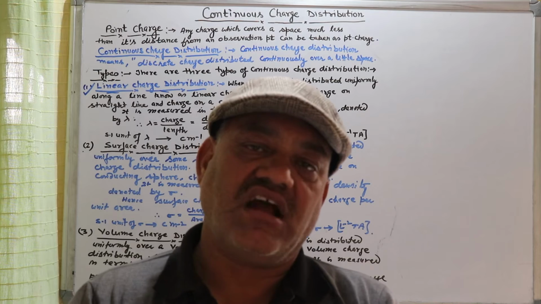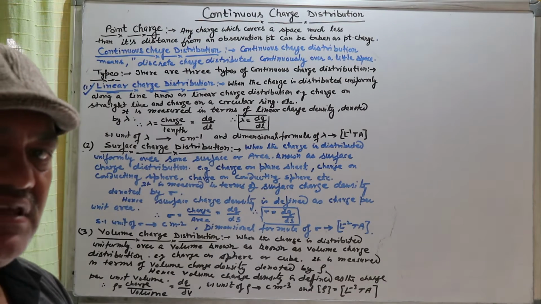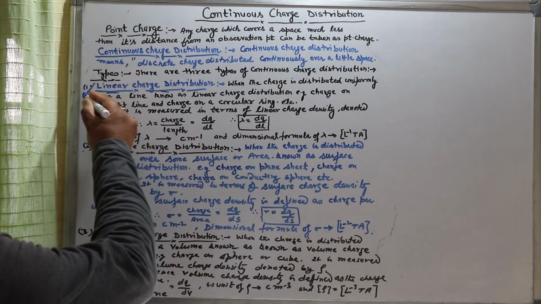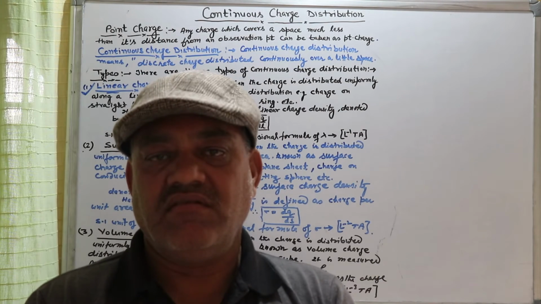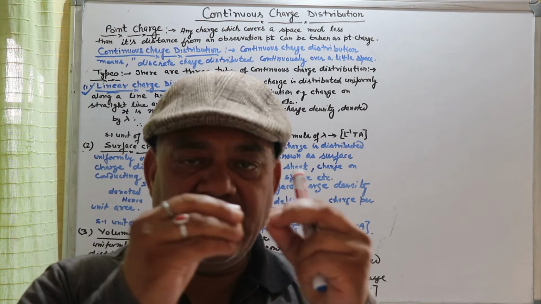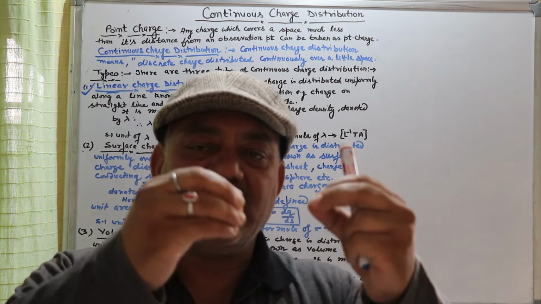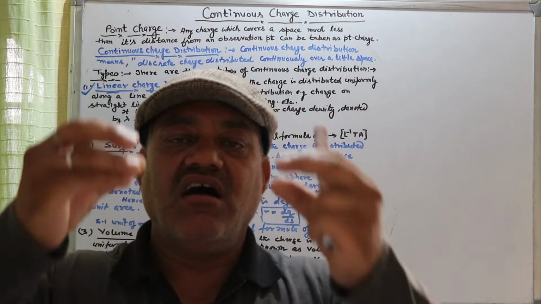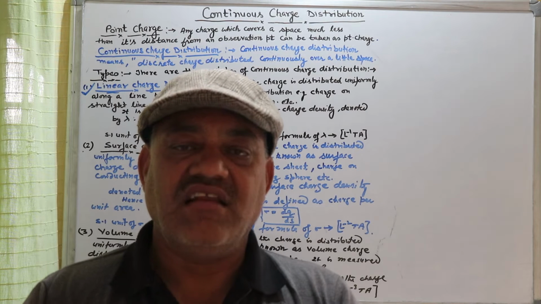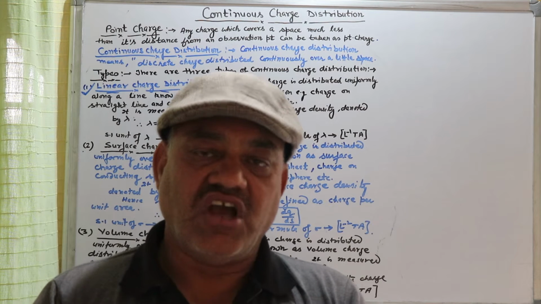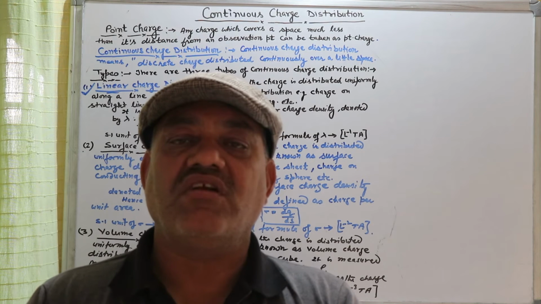Now, how many types of this continuous charge distribution? It is of three types. ये तीन प्रकार का होता है. Number one is the linear charge distribution. Now what is linear charge distribution? When the charge is linearly distributed, or we can say when the charge is uniformly distributed over a line, then this type of charge distribution is known as linear charge distribution. For example, charge distributed on a straight wire, charge on a circular ring.